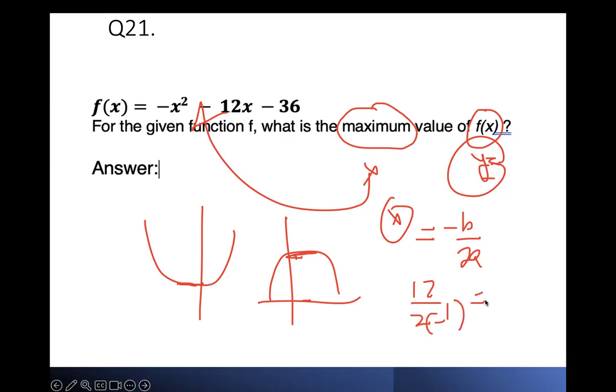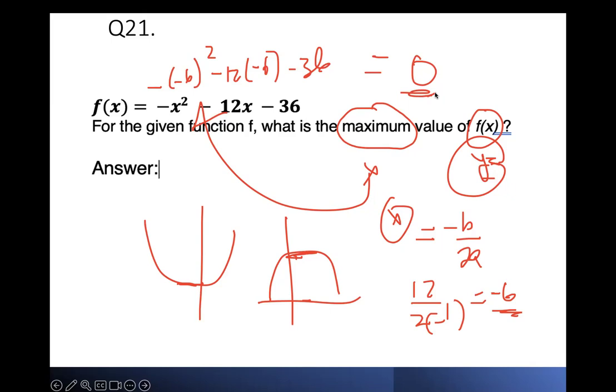This is going to give you minus 6. The x value, not the y value. If you plot the x value here, you have minus 6 squared, minus 12 times minus 6, minus 36. There's a clue. If you see a bunch of negatives, that means your maximum value has to be 0. This is going to give you 0.